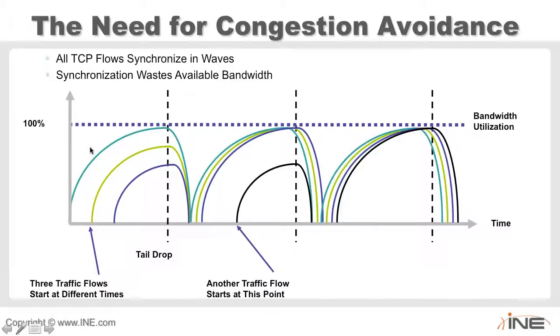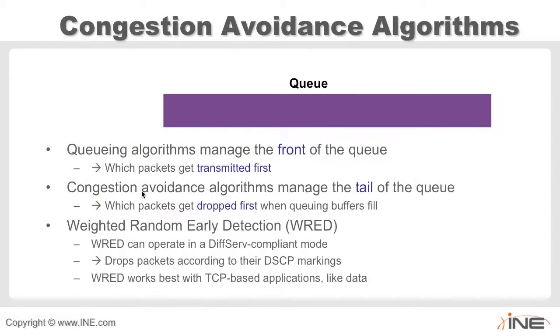So let's take a look at congestion avoidance algorithms. Okay, so queuing manages the front of the queue, which packet basically gets transmitted out onto the wire first. Congestion avoidance algorithms manage the tail end of the queue, which packet gets dropped first when the queuing buffer fills up. So weighted RED can operate, like we said, in a DiffServ compliant environment, and it drops packets according to their DSCP markings. And it works best with TCP-based applications.